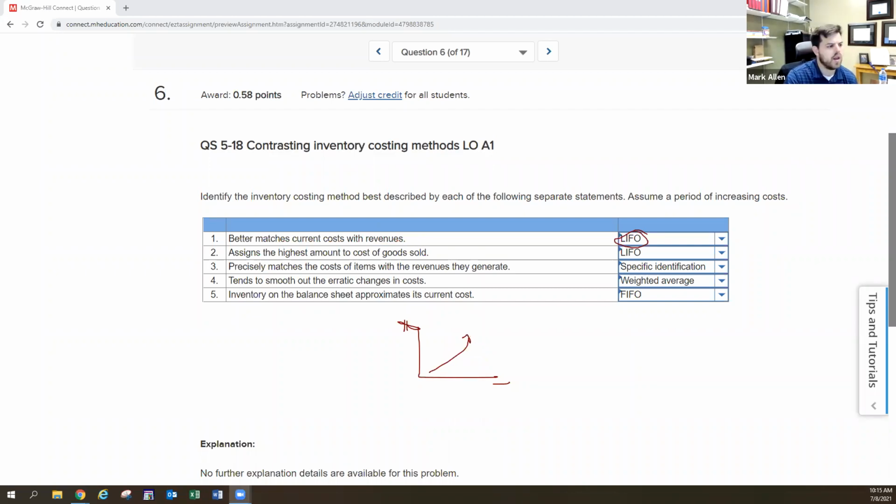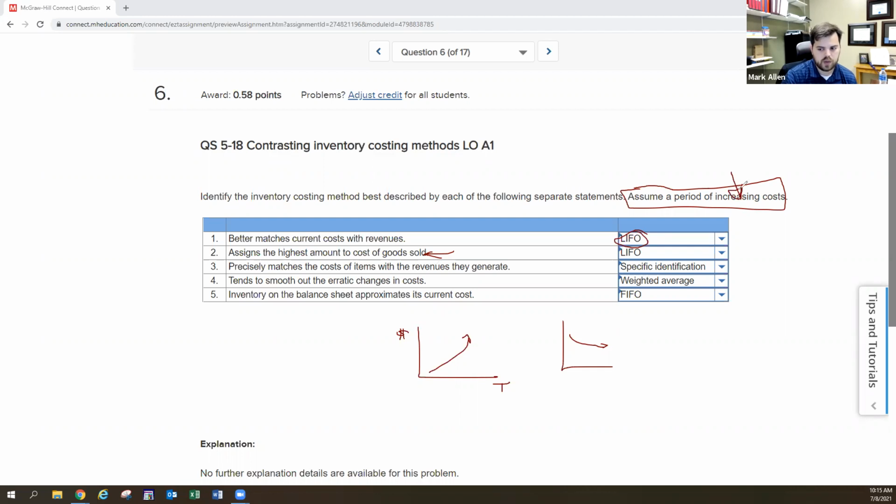Okay. Now, the next one that we see, and let me get this back. Let's fix our axis. It's really sloppy. This one assigns the highest amount to cost of goods sold. And notice, this would not actually be enough information for you to answer the question, if it did not tell you to assume a period of increasing costs. Because if they don't say that, then what if the costs look like this and they're actually decreasing over time? Well, then it flips.